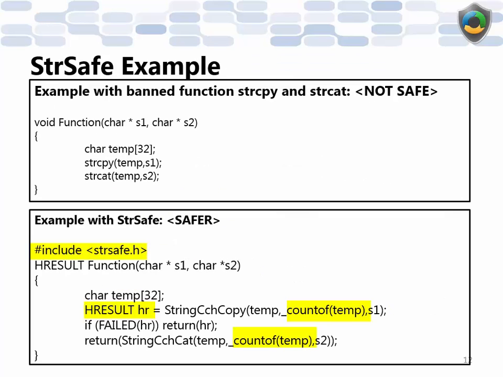If you want to use StrSafe, all you need to do is include the StrSafe header file, as is shown right there. Then you replace each banned function with its appropriate StrSafe string equivalent. Each of these functions, again, returns a status code the developer can use, and they can check the success or the failure of said function call.